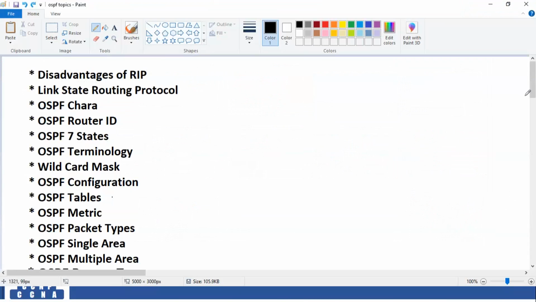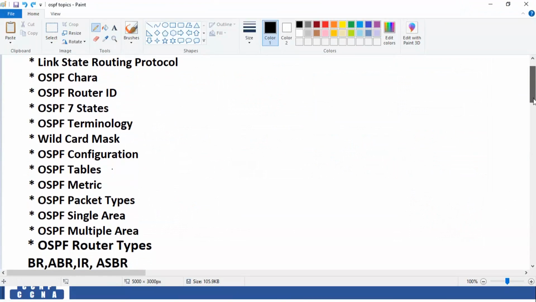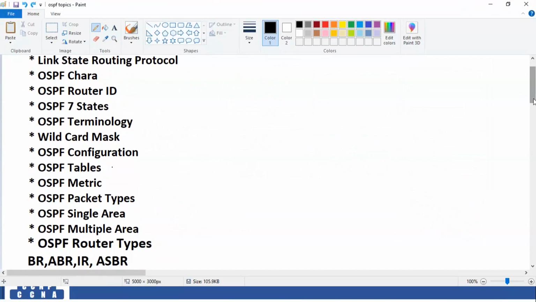Let me project this list of points in OSPF. Just cross-check with these points. If you have any doubts, let me know. The link state routing protocol, OSPF characteristics, OSPF router ID, OSPF 7 states, OSPF terminology, meaning what the hello packet contains and what is adjacency. Wildcard mask calculation, OSPF configuration, OSPF 3 tables, metric calculation, packet types: hello packet, DBD packet, LSR, LSU, LSACK, single area, multiple area, and OSPF router types: BR, ABR, IR, ASBR. These all are OSPF terminology. So successfully we have completed the OSPF protocol.